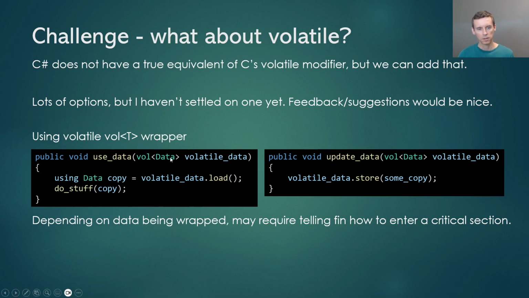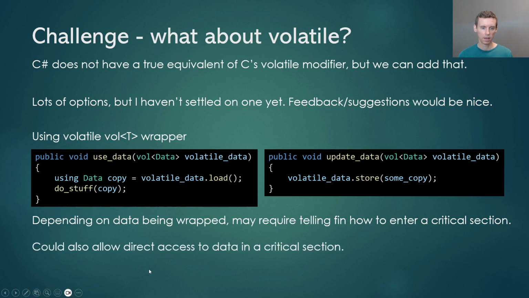Depending on how, oh yeah, this is the tricky part though. Depending on the size of the data here, we might need to tell Fin how to enter a critical section. Currently, I am planning to target C99. If we target later versions of C, we wouldn't have to do this. So, open to suggestions and feedback there. And we could also add the feature too that within a critical section, Fin would allow you to kind of unwrap this data and get direct access to the different fields within that data structure.